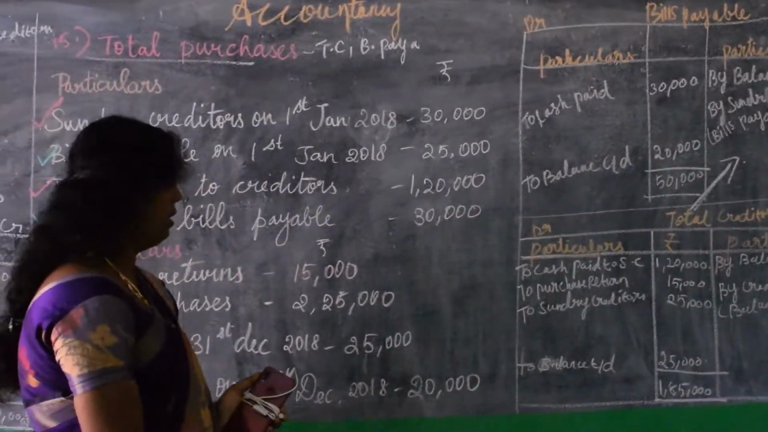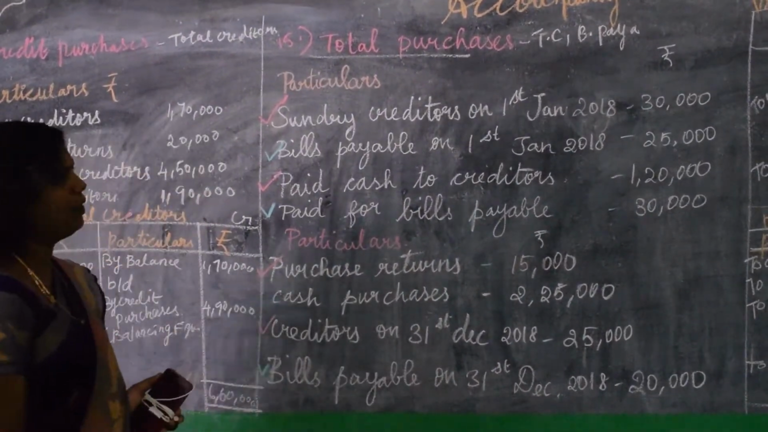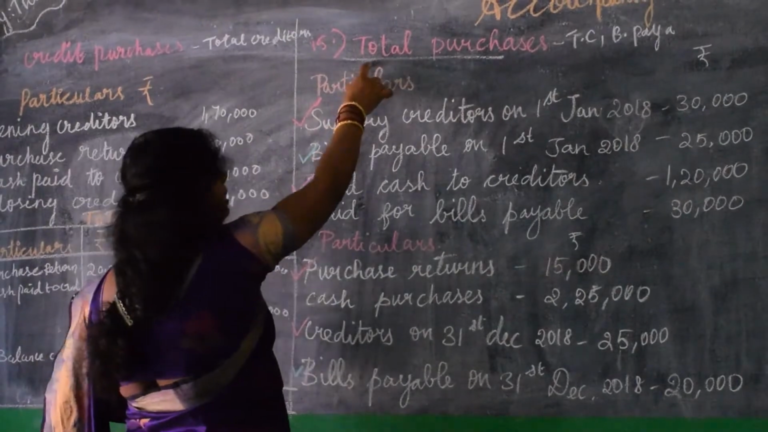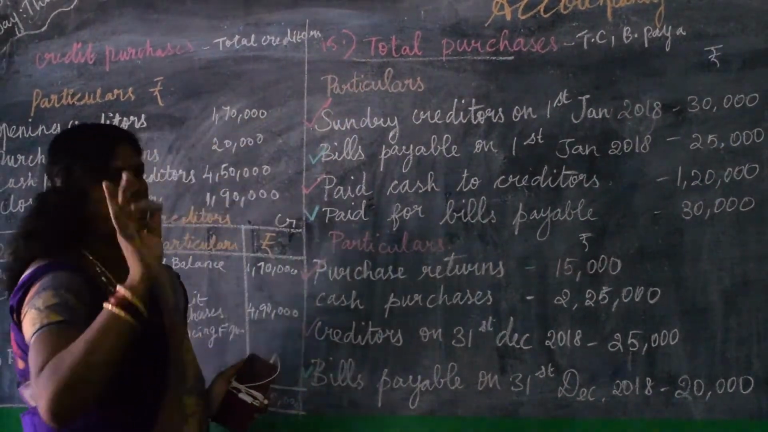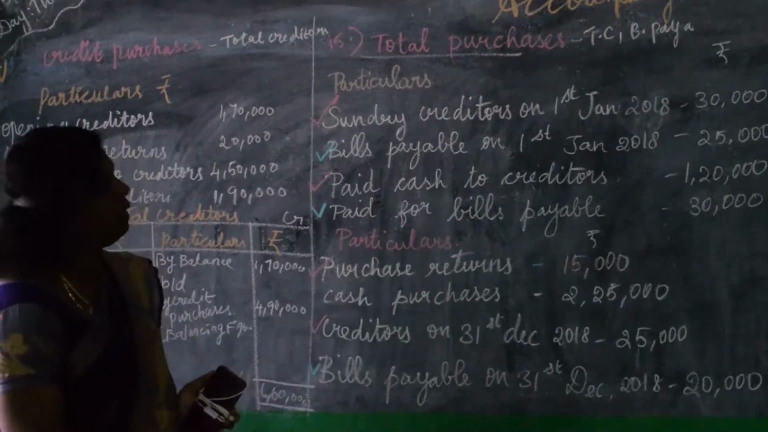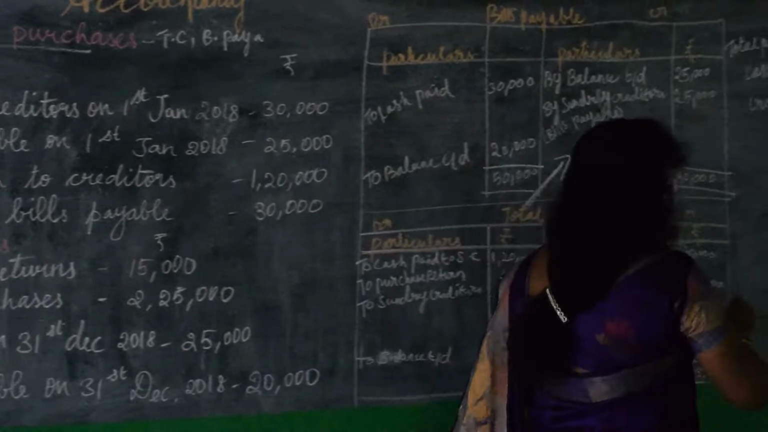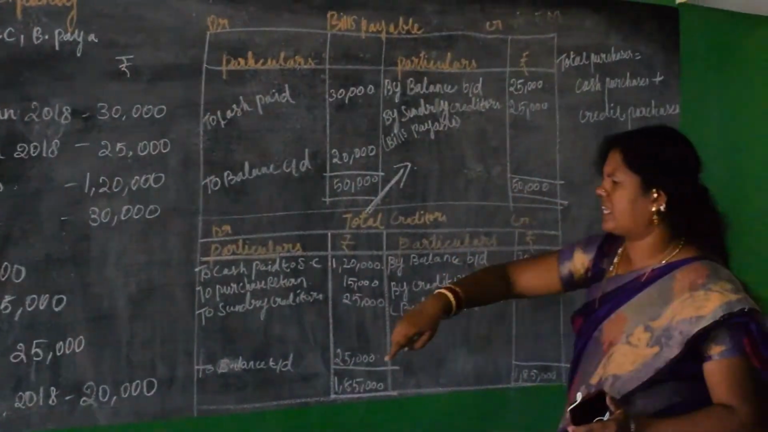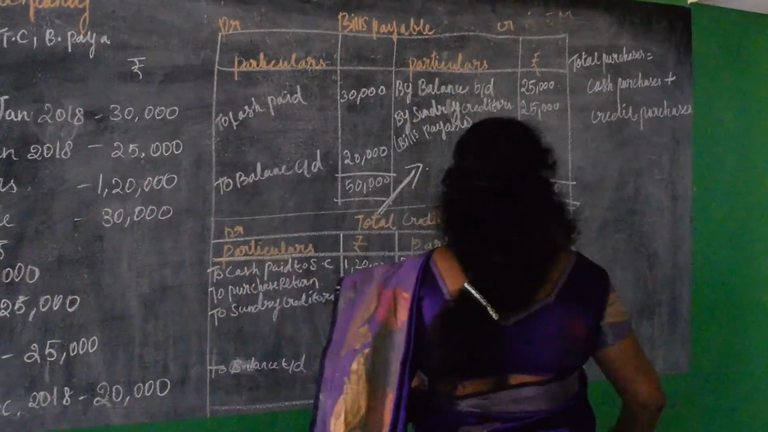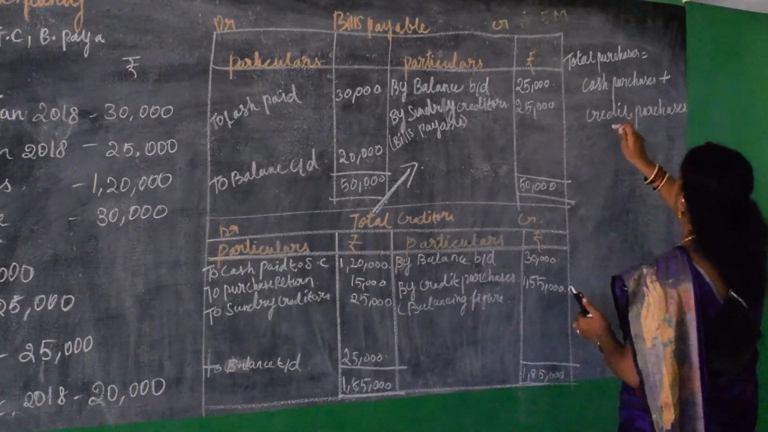Then last, we have left out cash purchases. Yes, because I have told you the question is total purchases. Total purchases means we have to find out the creditors, the bills payable, and at last the total purchases. What is the cash purchases amount? Write the formula: total purchases is equal to cash purchases plus credit purchases.